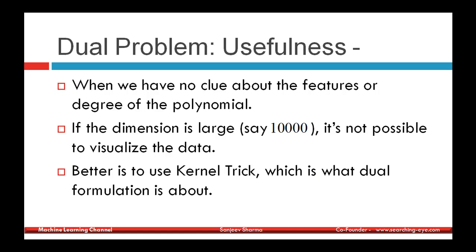But when we have no clue about the features that can separate the two classes, then we need the dual form of the SVM, because in that case we have the kernel methods that can efficiently solve the classification problem. So when we have no clue about the features or the degree of the polynomial to separate the two classes, we can utilize the dual form of the SVM. If the dimension is very large, say 10,000, then it's impossible to visualize the data, and in such cases we can directly use the dual form of the SVM.